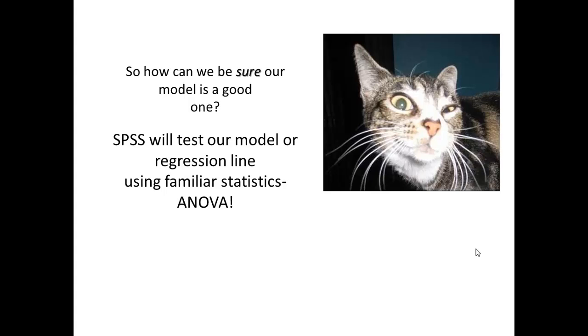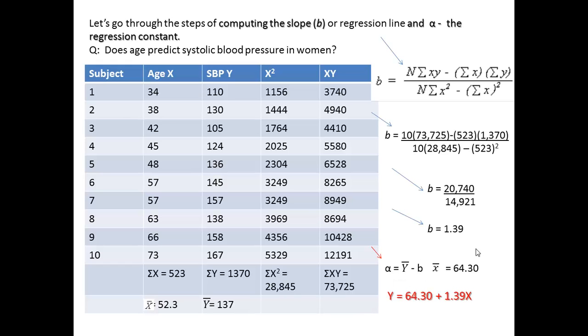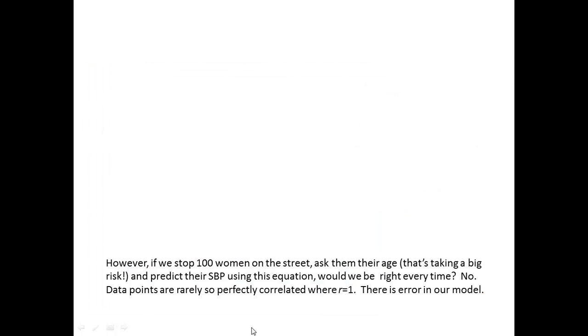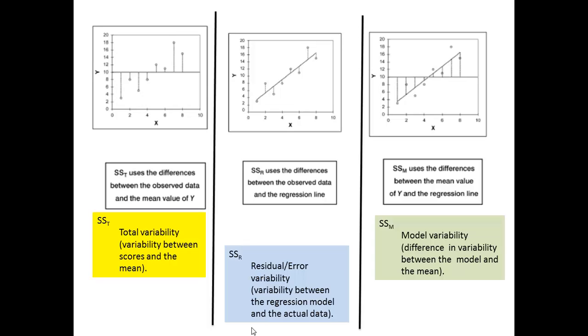In other words, of these 10 women, what was the average systolic blood pressure? Can we go through life and say, well, of all women, their average systolic blood pressure is, let's look back on our table here, and we found that the average systolic blood pressure was 137. Can we just use the mean? Or can we use the regression line to predict it? Again, Anova will tell us if our line is a good fit.